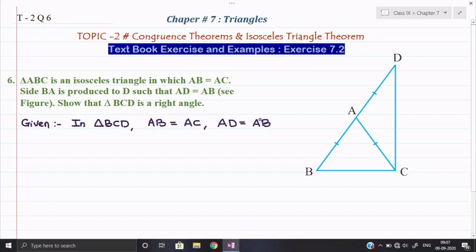Now what are they saying? They are saying that you need to prove triangle BCD is a right angle triangle. So we can say, to prove: triangle BCD is right angle. Okay, now let us start the proof.